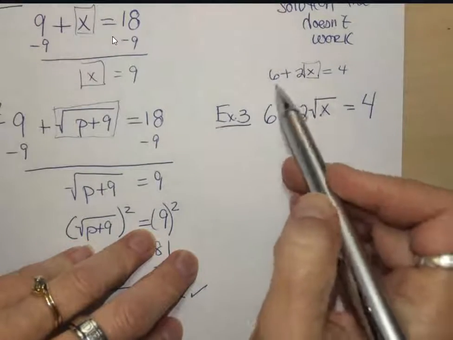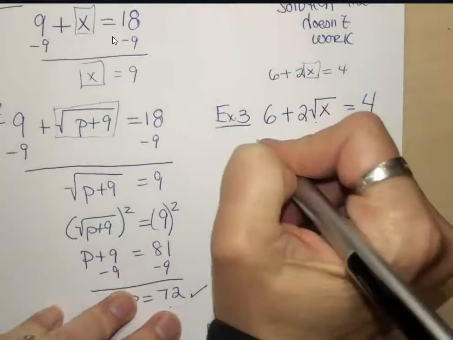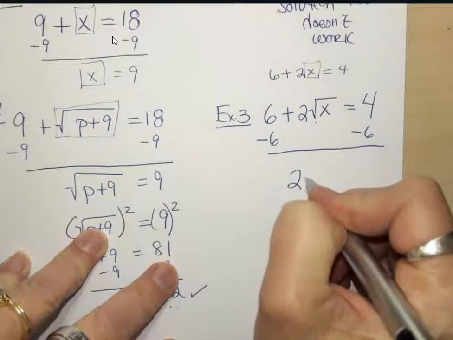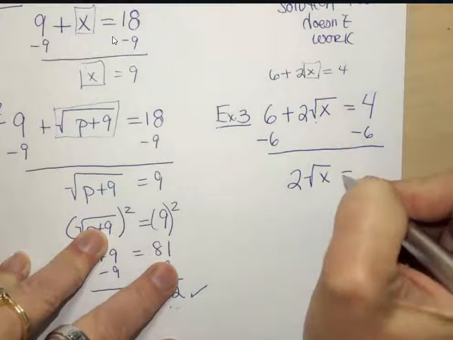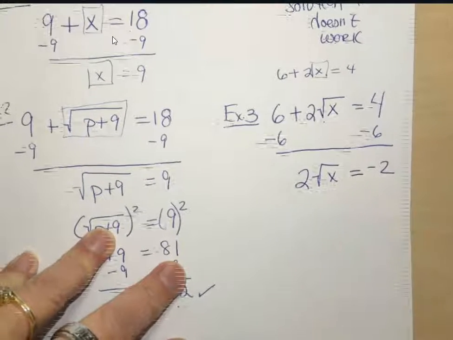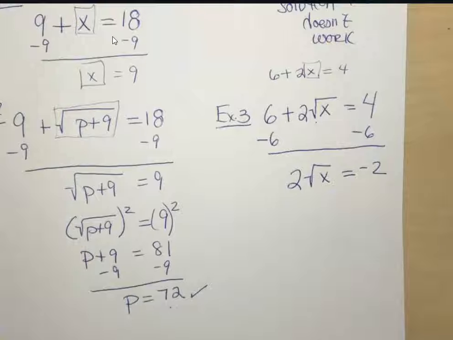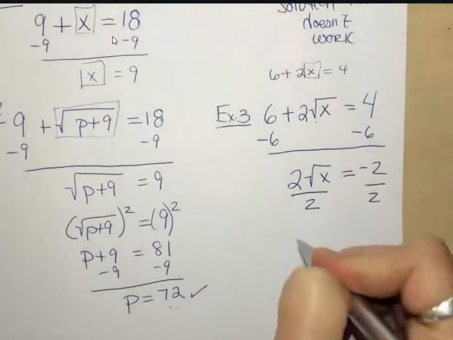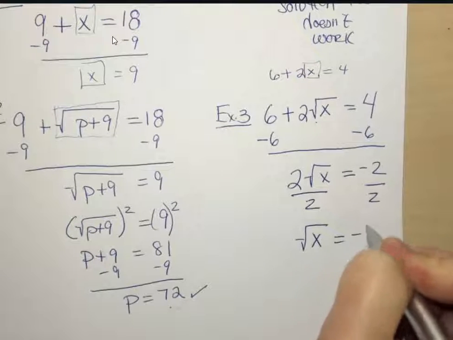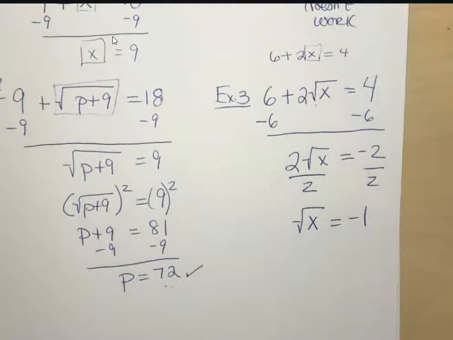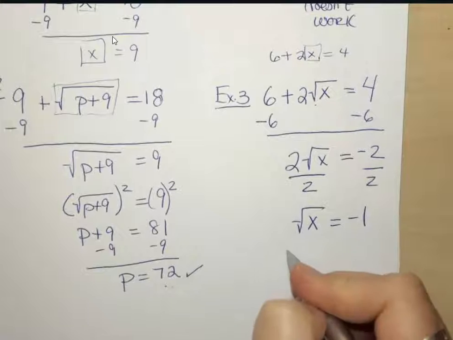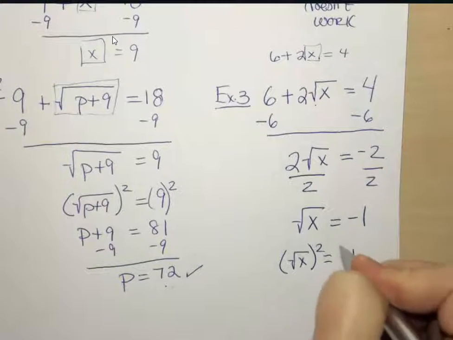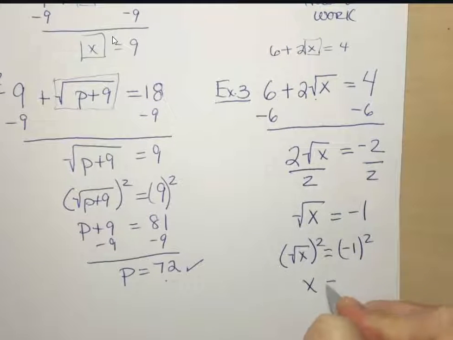So we have to peel off, what would we peel off first? Well, we would peel off our 6 first. 2 square roots of x equals negative 2. All right. Now, if I had 2x, I would divide by 2, so I'm going to do that here too. So I'm going to divide by 2, and I get the square root of x equals negative 1. All right. The way I get rid of that square root is I'm going to square it. And I get x is equal to 1.